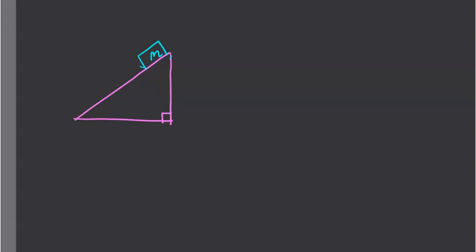So before we do that, it is advisable always to have a reference frame. Okay, so this is our reference frame. The horizontal axis is the x-axis and the vertical axis is the y-axis. And let's say one additional piece of information is that the angle that this wedge makes with the horizontal is angle theta. Okay, now we will solve this.